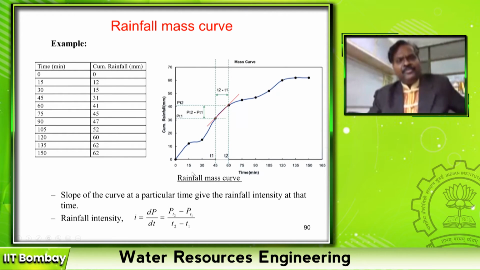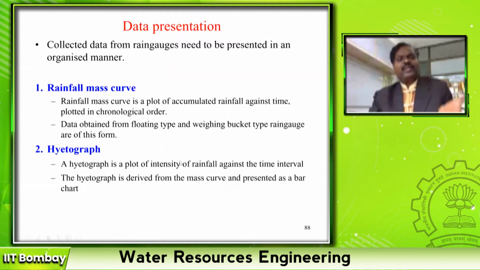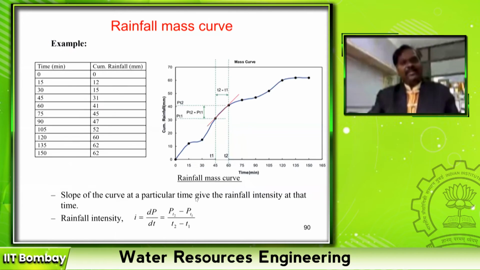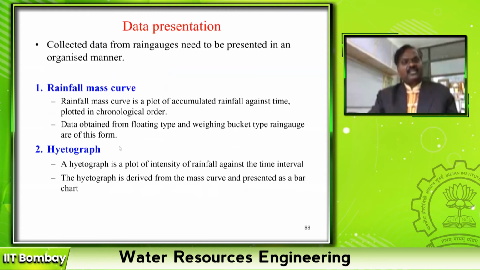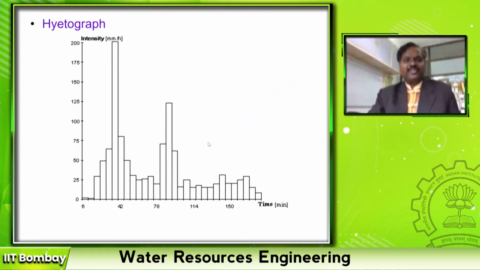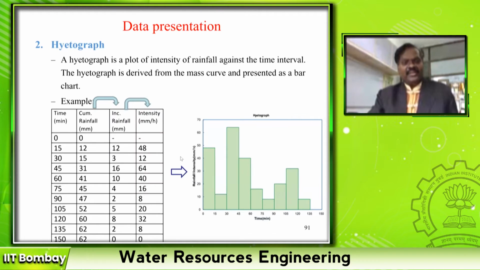For this type of small duration requirement, we can show it in a mass curve or hyetograph. Hyetograph is another way of representing the rainfall. Hyetograph is the graph between duration of the rainfall and rainfall intensity. Please remember, in the mass curve, it is only the depth. You can see here it is cumulative rainfall or depth of rainfall versus duration of rainfall. Whereas in the hyetograph, it is intensity. This is a hyetograph: intensity of rainfall versus duration.